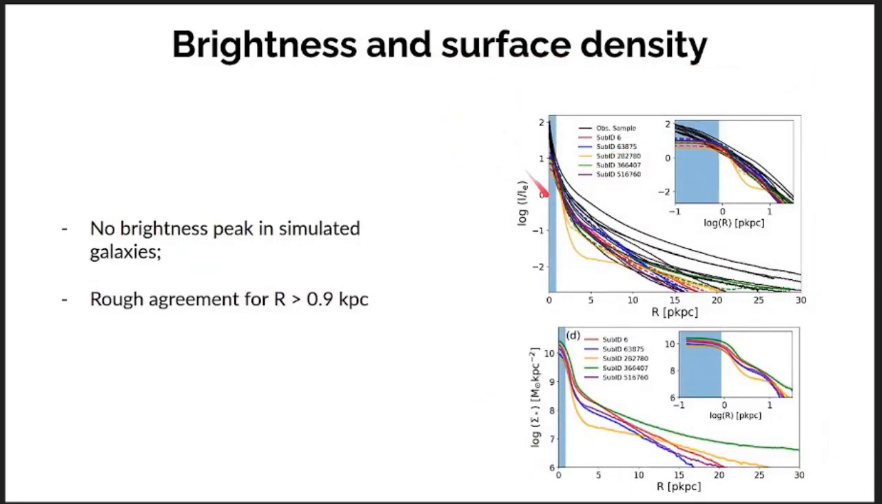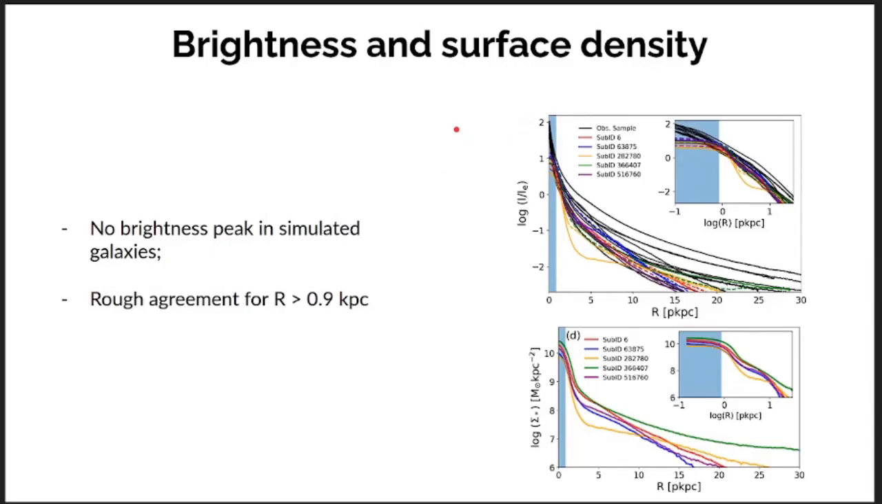Looking at the brightness profile of these objects, there is a rough agreement beyond 0.9 kiloparsec, but in the inner parts, as we could see in the images, there is disagreement between the simulated galaxies, the relic analog candidates, and the real relic galaxies. The real relic galaxies are more cuspy than the simulated galaxies.